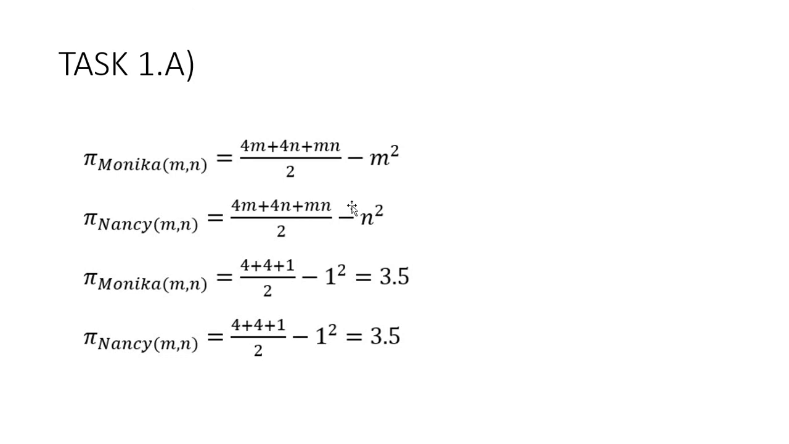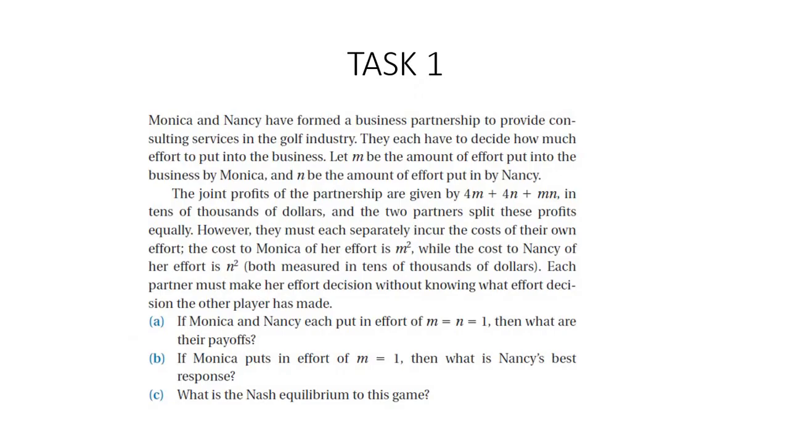Then you just have to put 1 instead of M and N. So you will get 4 times 1, which gives you 4, plus 4 times 1, which gives you 4, plus 1 times 1, which gives you 1, minus 1 squared. So for both players, because they have symmetrical payoff functions and in this task they make the same amount of effort, the payoff is going to be equal to 3.5, because we measure everything in tens of thousands of dollars, $35,000. Okay, so this one is relatively easy.